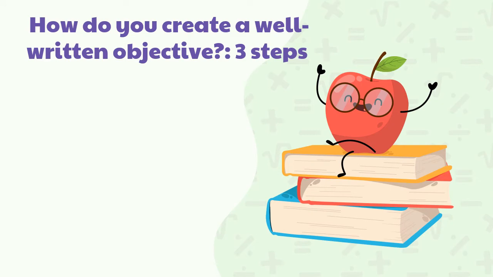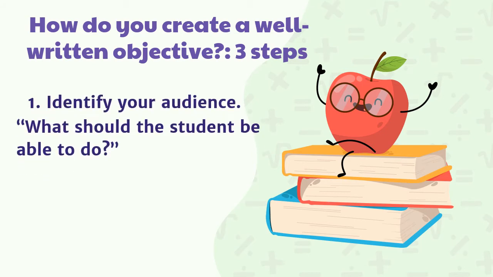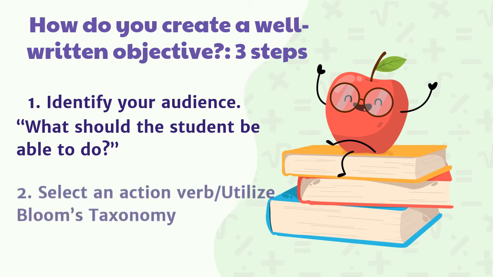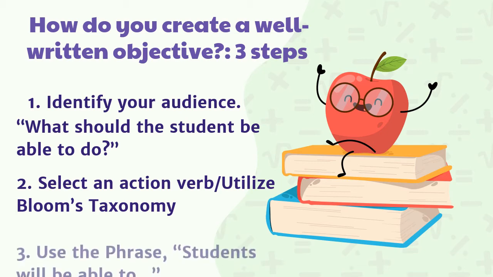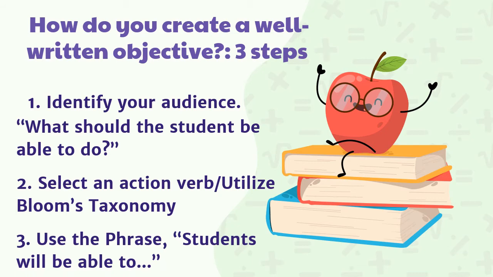How do you create a well-written objective? There are 3 steps for this. And these are: number 1, identifying your audience. You have to ask yourself, what should the student be able to do? Step 2, to determine or select an action verb utilizing Bloom's taxonomy. And step 3, to use the phrase students will be able to. Let us go further.